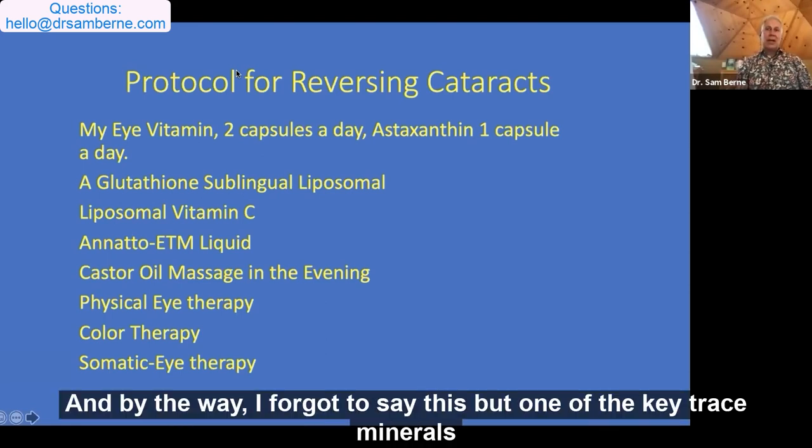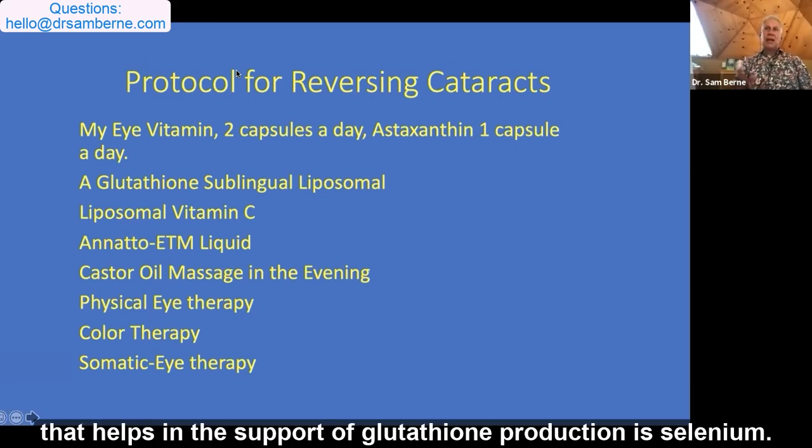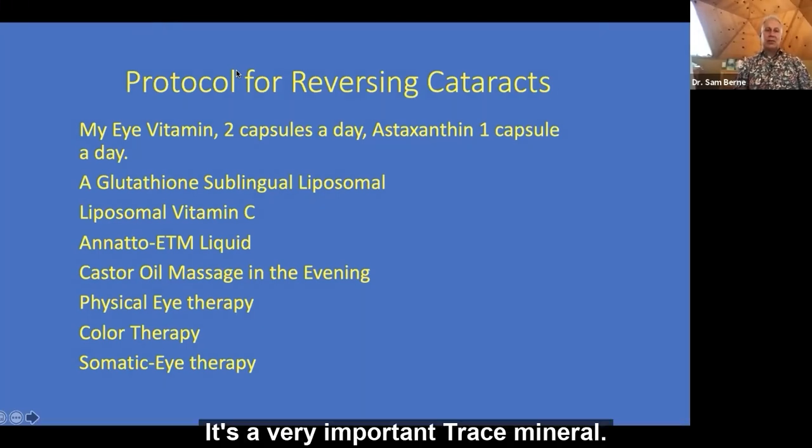And by the way, I forgot to say this, but one of the key trace minerals that helps support glutathione production is selenium. It's a very important trace mineral.